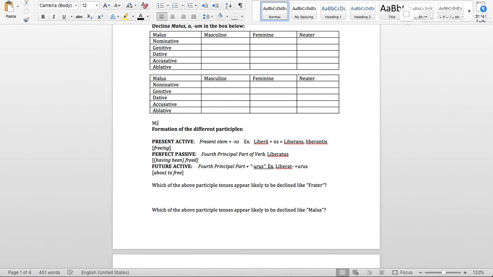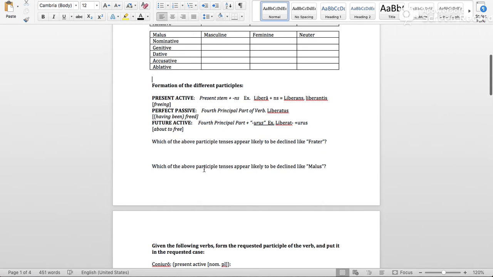So if the word was missus, and that's the fourth principal part, I'm going to add a UR, then I'm going to add a US, misurus. Does that make sense? All right. So we've got to start getting more familiar with our principal parts again.